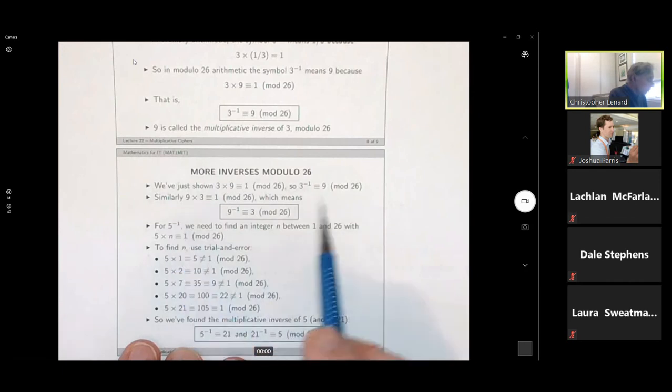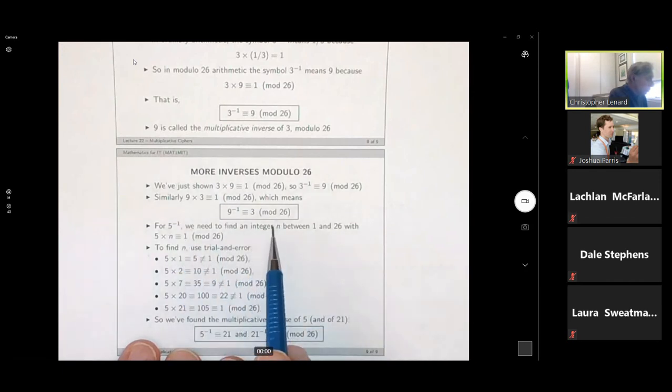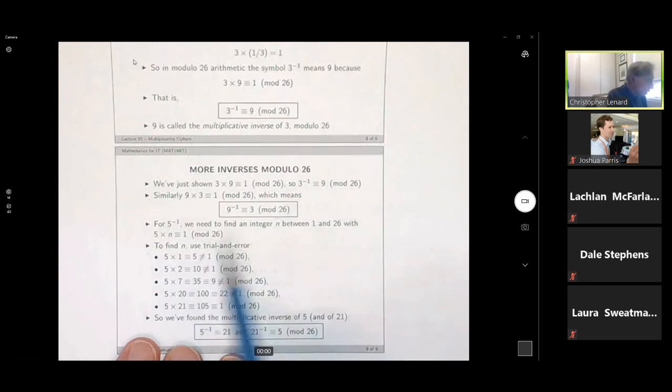Multiplicative inverse of 5. So we need to find some number between 1 and 26 for which 5 times that is 1. And you could use trial and error. 5 ones are 5, that doesn't work. 5 twos are 10, no, 10 is not congruent to 1. 5 threes are 15, that doesn't work. 5 fours are 20, that doesn't work. 5 fives are 25, that doesn't work. 5 sixes are 30, 30 is the same as 4, that doesn't work. 5 sevens are 35, that's congruent to 9, that doesn't work.